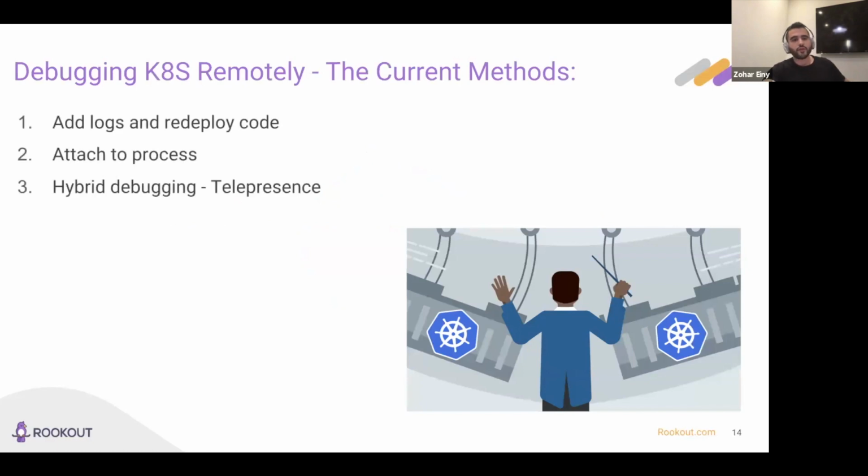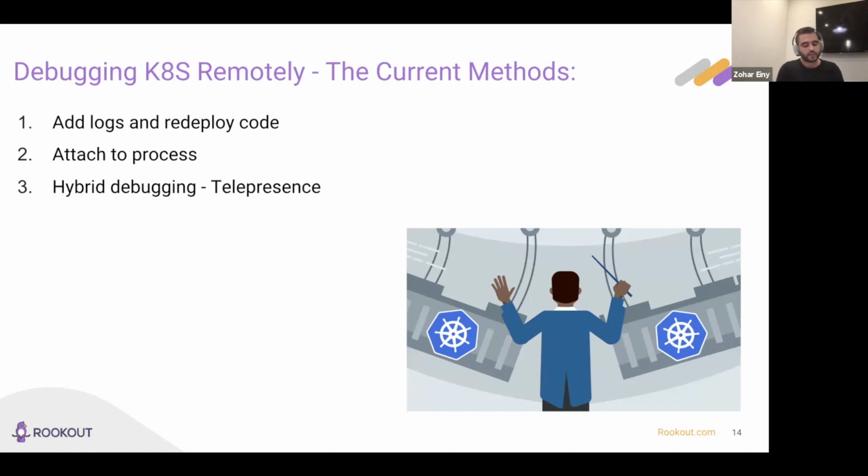So the first 3 approaches I'm going to present: the first one is the oldest trick in the book, which is basically writing more logs and redeploying your code. But it has its overhead, since you have to write your code, redeploy, and wait a long time. And you probably won't get all the data that you need in the first release. You will have to do it several times, adding more logs to better understand the root cause of the issue. And this is a very time-consuming process for developers today.